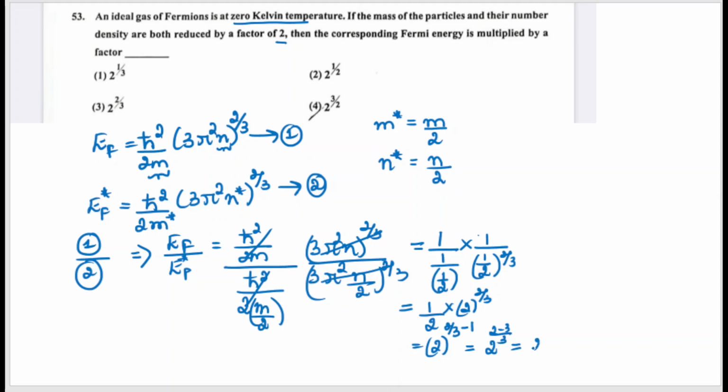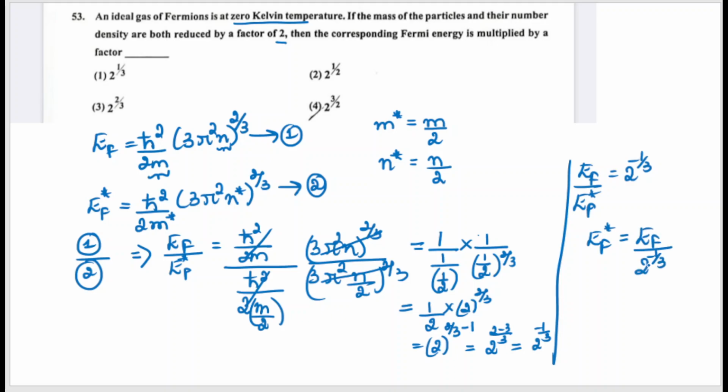So I'll get 2 to the power of minus 1 by 3 to be equal to EF divided by EF star, which is equal to 2 to the power of minus 1 by 3. Now I want the value of EF star in terms of EF. So EF star is equal to EF divided by 2 to the power of minus 1 by 3. If it goes upside, it will be plus, so 2 to the power of 1 by 3 into the initial energy, right?